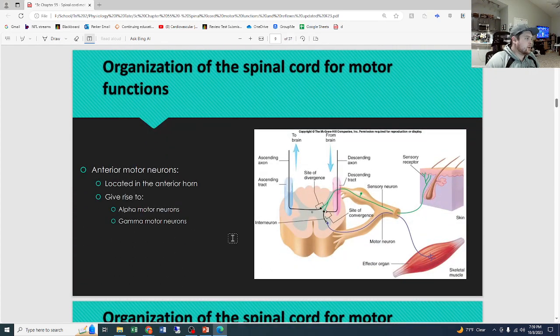The anterior motor neurons, located in the anterior horn, which we already talked about, give rise to alpha motor neurons and gamma motor neurons. We'll get into exactly what each of those do. The alpha motor neurons are going to go to the extrafusal fibers of the muscle. The gamma motor neurons are going to go to the intrafusal fibers.